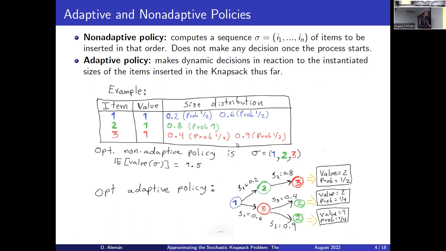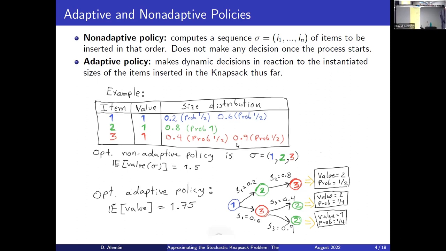Now the optimal adaptive policy looks like this. We insert item one. Depending on the outcome, we either decide to insert item two or item three. So, note in this case that we have a certain advantage by this adaptive policy, because if we insert item one and its size gets instantiated to 0.6, then we will never be able to insert item two. But maybe we have a chance with item three if its size gets instantiated to 0.4. So that's an advantage for us. Now, if we compute the expected value of this solution, I'm not going to do that, but we will obtain an expected value of 1.75.